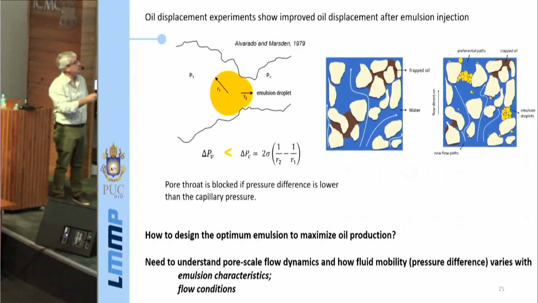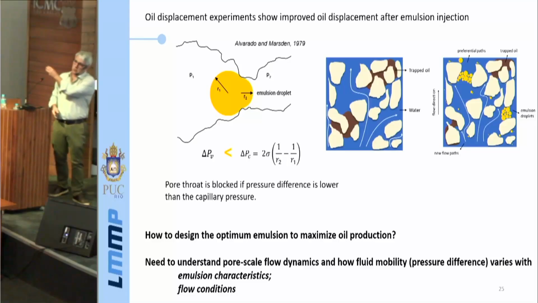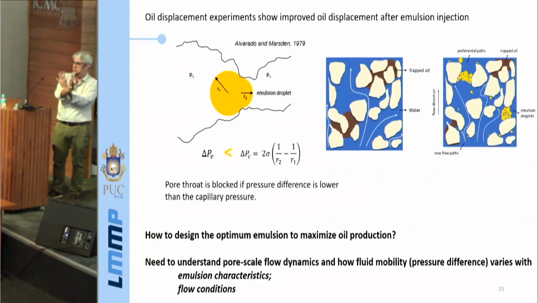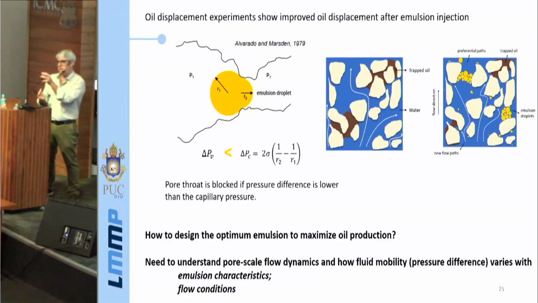But the question is, what should be the size of the drops for this to work? If the drops are too small, they will flow without any problem. If they're too large, you're basically going to filter the drops out, and they won't go inside the porous media. So you need to design the size distribution of your emulsion with respect to the pore throat distribution of the reservoir that you want to work with, okay?